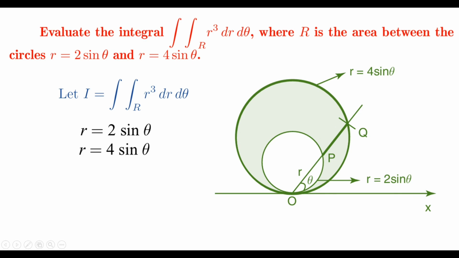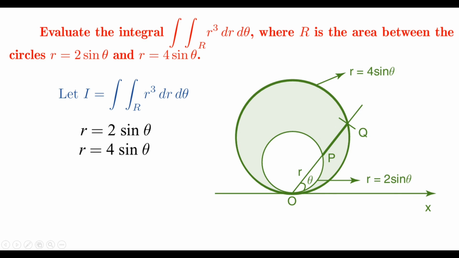One can observe that the circle r equals 2 sin theta has a radius of 1 unit centered at (0, 1) in Cartesian coordinates. The circle r equals 4 sin theta has a radius of 2 units and is centered at (0, 2). The region R is the area included between these two circles.